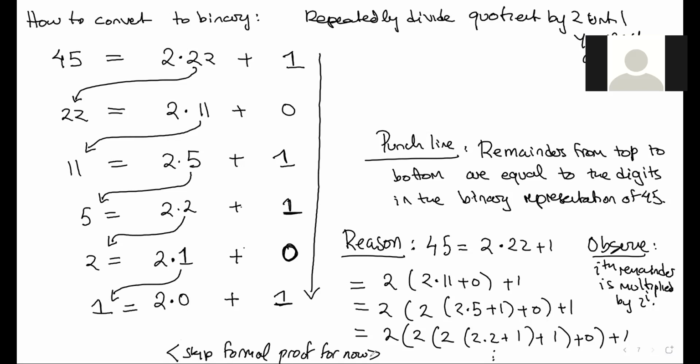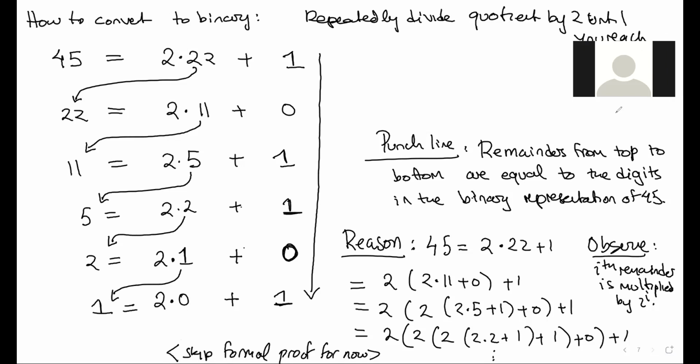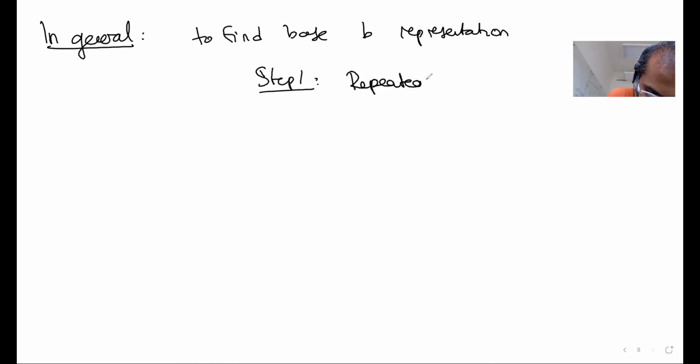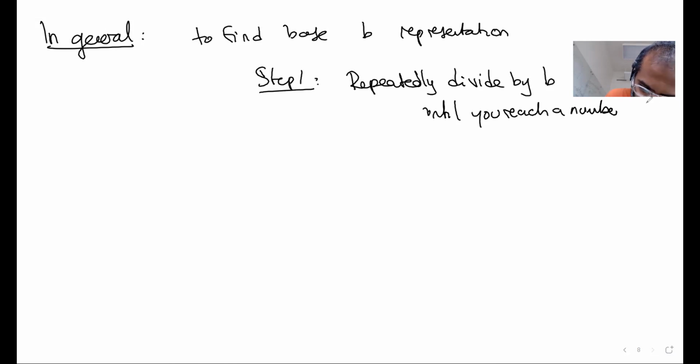Like if it's base 3 or 4, we can use the same method? Yes, it's a good point. In general, to find the base B representation, step 1 is to repeatedly divide by B until you reach a number strictly less than B. Step 2 is to output the remainders from top to bottom.